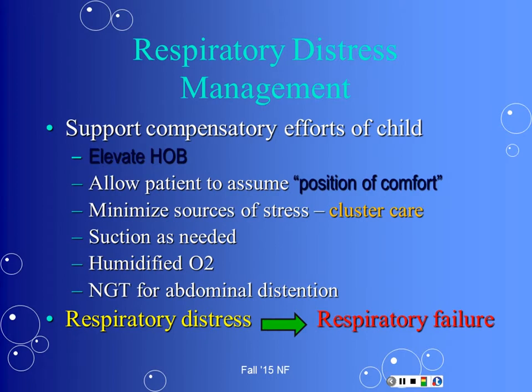For those that have been crying or in respiratory distress for a long time and sucking in air, their abdomen may be distended, and as we talked about, that pushes against the diaphragm and makes it harder to breathe. So they may need a nasogastric tube for venting for abdominal distension. And we already talked about how respiratory distress can progress to respiratory failure in kids.